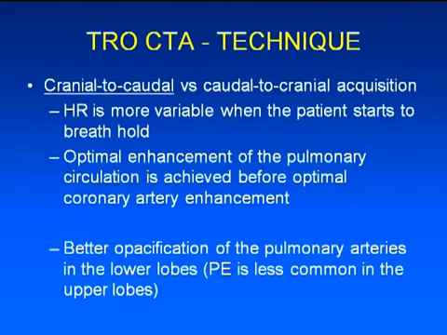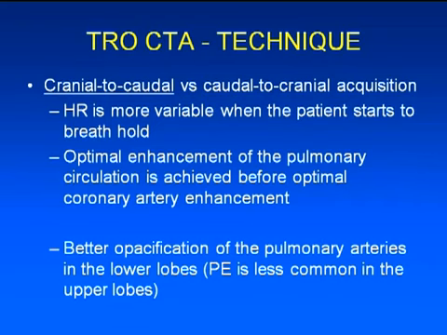The other reason is that pulmonary circulation enhancement happens before the aorta, so you can start scanning the pulmonary arteries in the upper lobes before you get to the level of the coronaries. The problem with the cranial to caudal acquisition is that you may lose the bolus to the lower lobe pulmonary arteries by the time you reach down, and that's where people advocate doing a caudal to cranial acquisition instead.